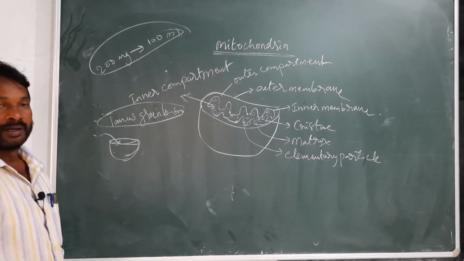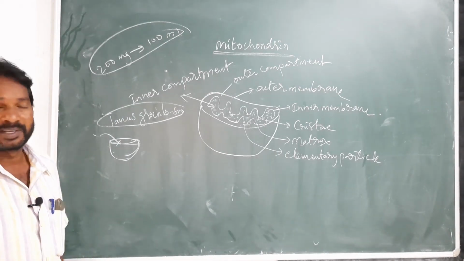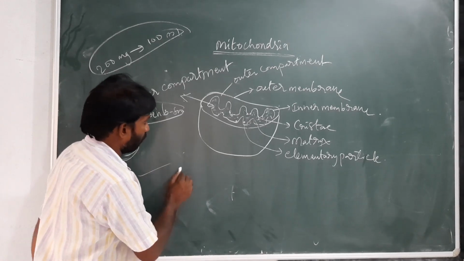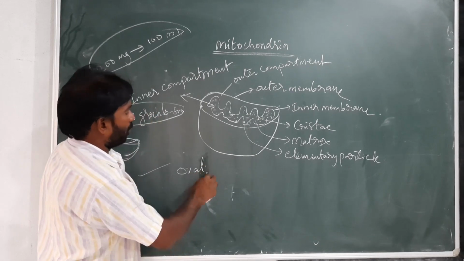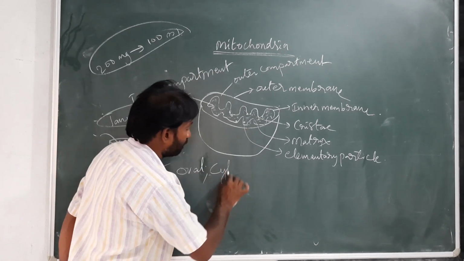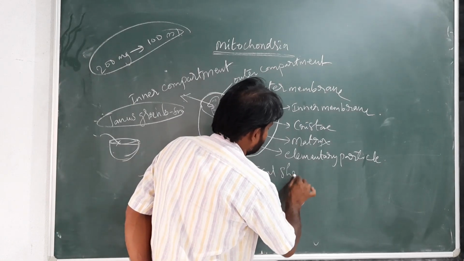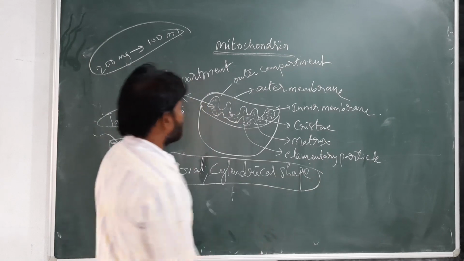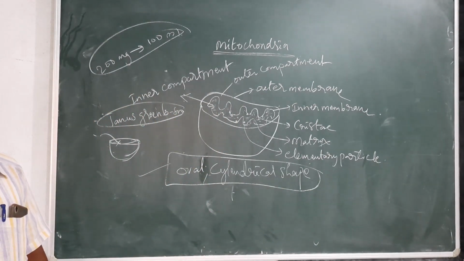Next, take this onion peel and keep it on the slide. If you prepare the slide like that, the mitochondria appear oval shaped or cylindrical shaped structures. That is the shape of the mitochondria, oval or cylindrical.